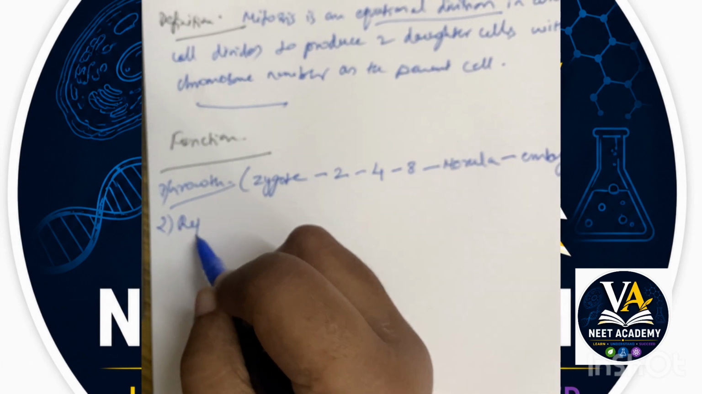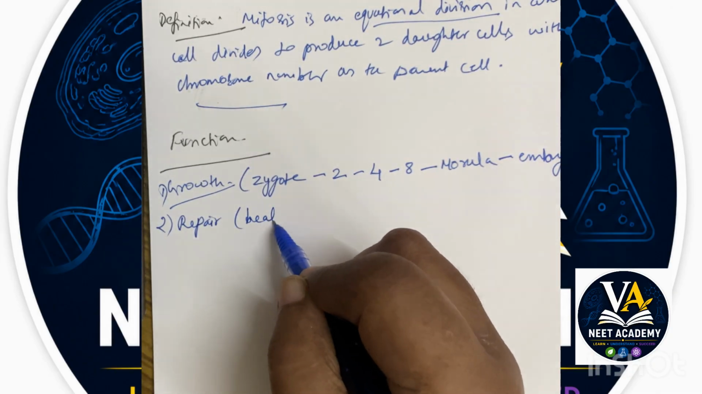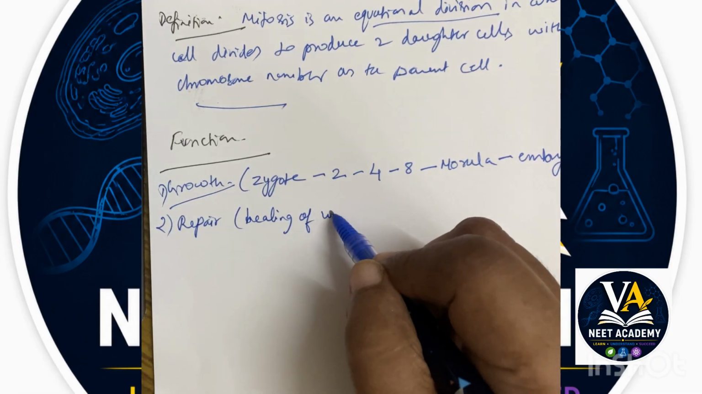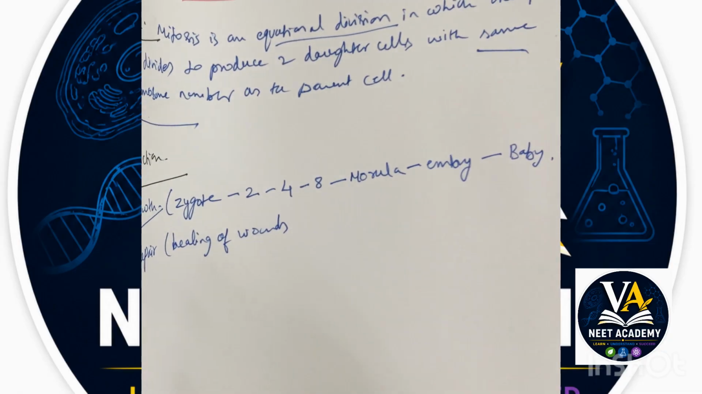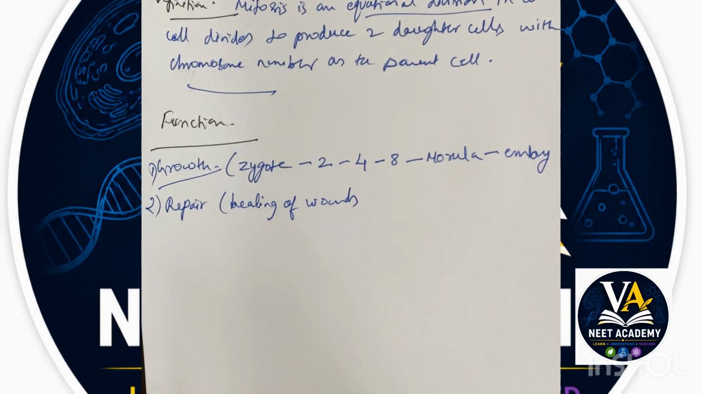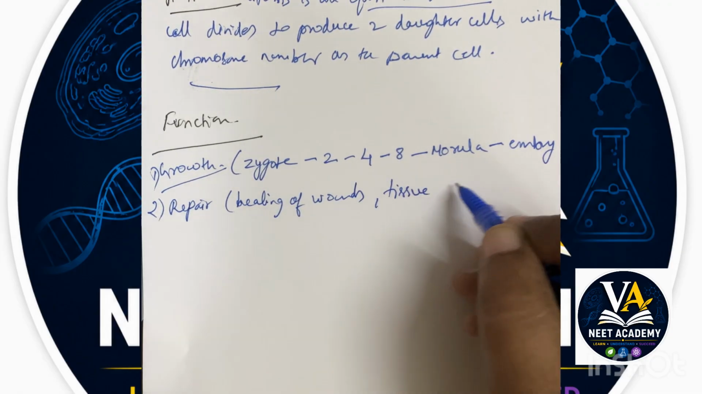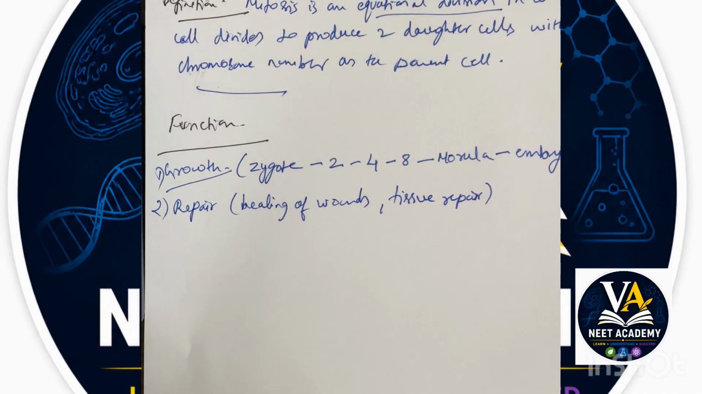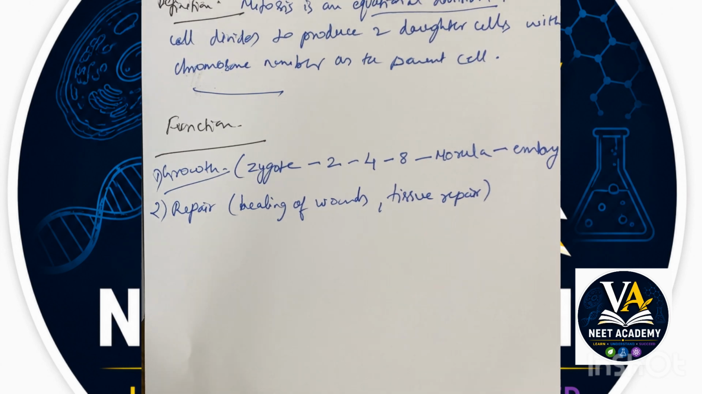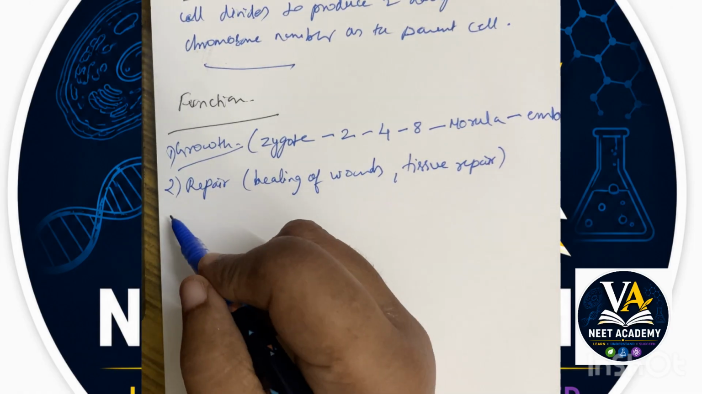Second function is repair. Now when do we require a repair function? During the process of healing of wounds. Whenever you are hurt, whenever there is a cut or a wound in our body, repair has to happen, and mitosis helps us do that. Or else tissue repair. For example, you might have seen nowadays people are very fond of gym and all that, and they often go through muscle tear and wear. So this muscle, after tearing, has to be healed, so tissue repair, and for this we require mitosis.